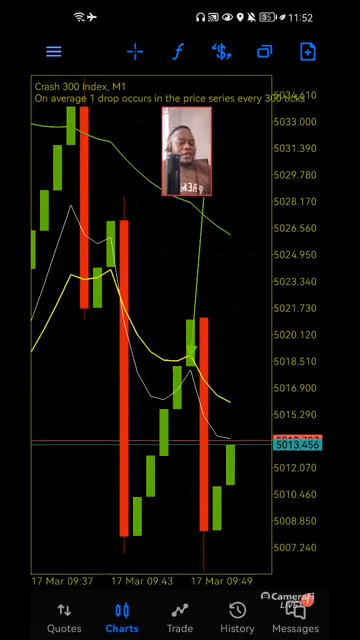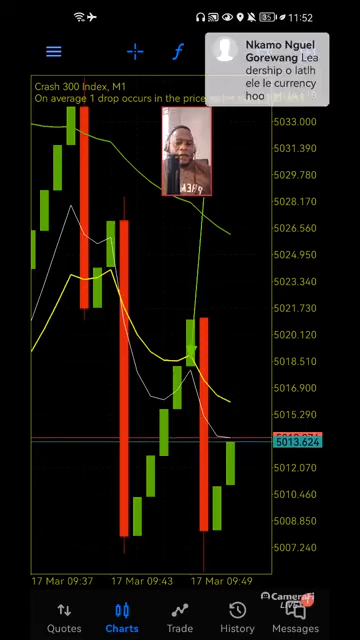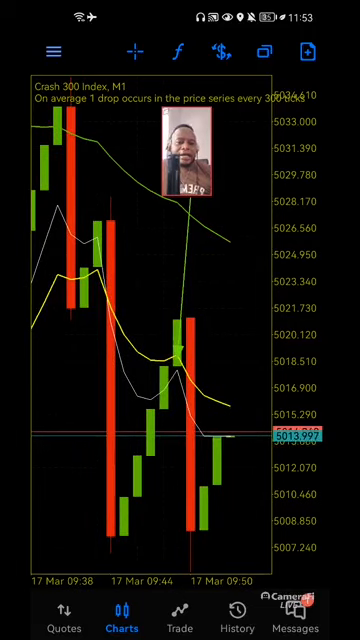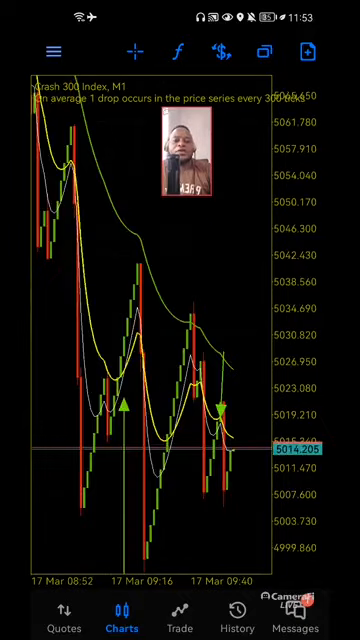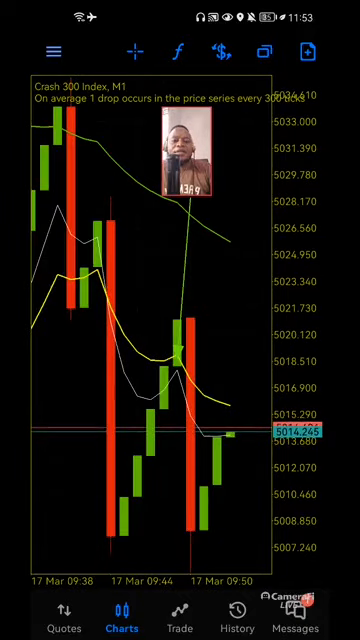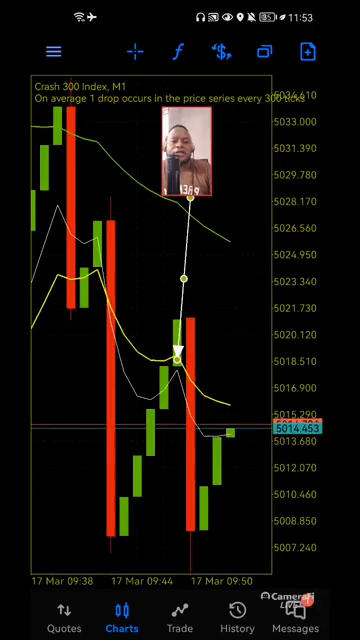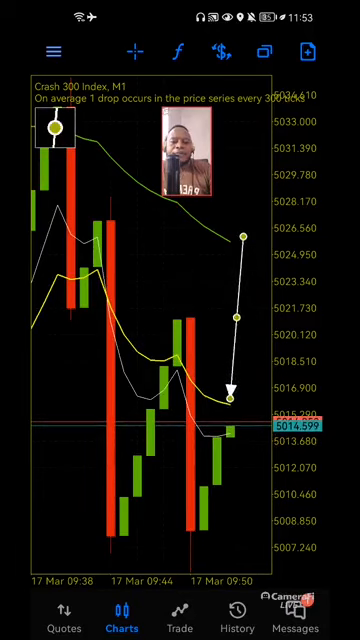So we are back on Crash 300. Let me check again. Somebody commented there, I could not see what they were saying. You see, you are getting closer. Let me take my arrow. I want to make this arrow white so that it cuts. Perfect. My arrow is there.